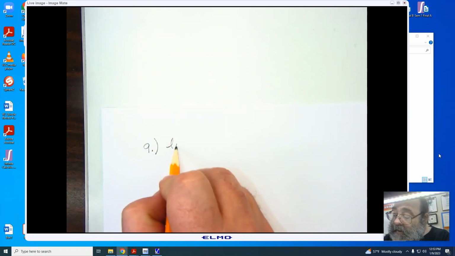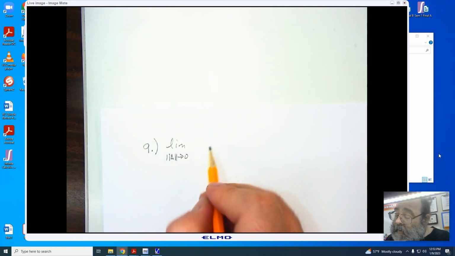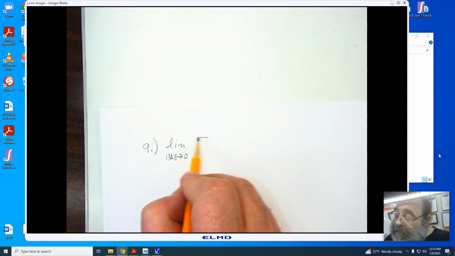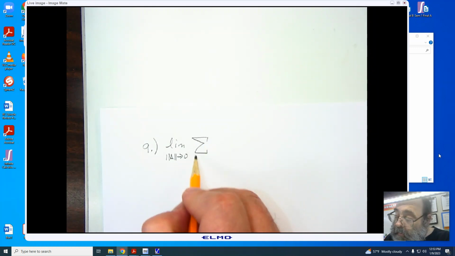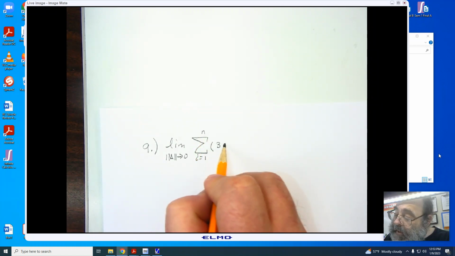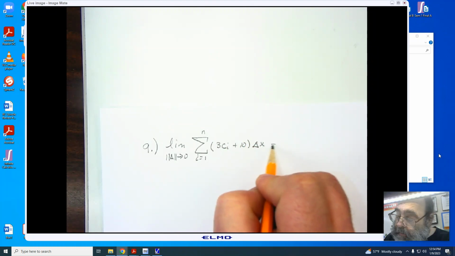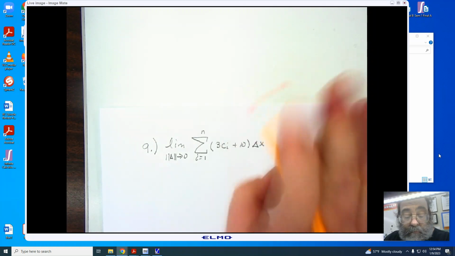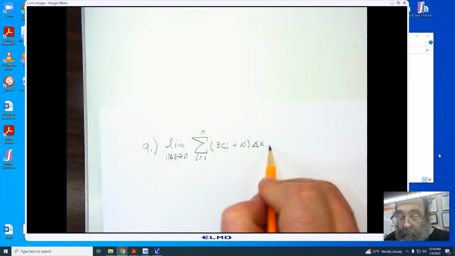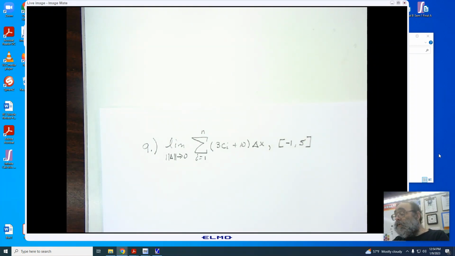And number 9 is now saying the limit as the norm approaches 0, means we have an infinite number of pieces, and those pieces at infinity are all equivalent. We have i going from 1 to n, and I have 3 c sub i plus 10 delta x, and the interval is -1 to 5. And we're trying to write this as an integration. So we're working our way backward now.